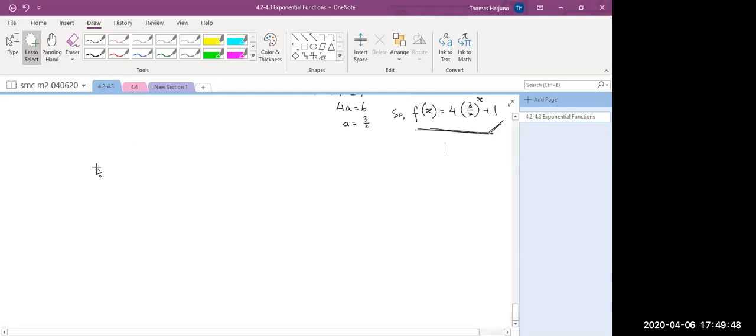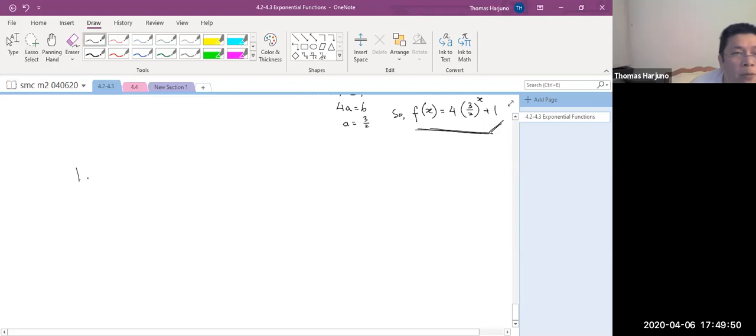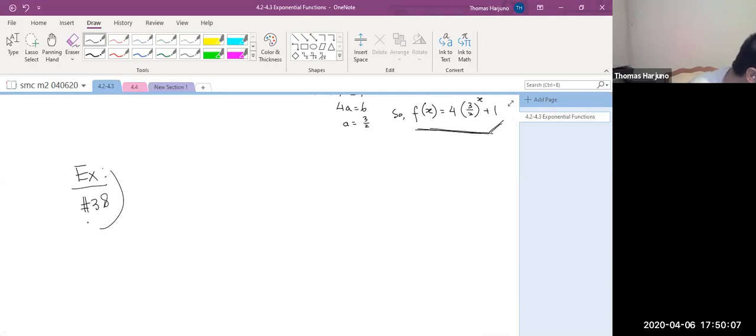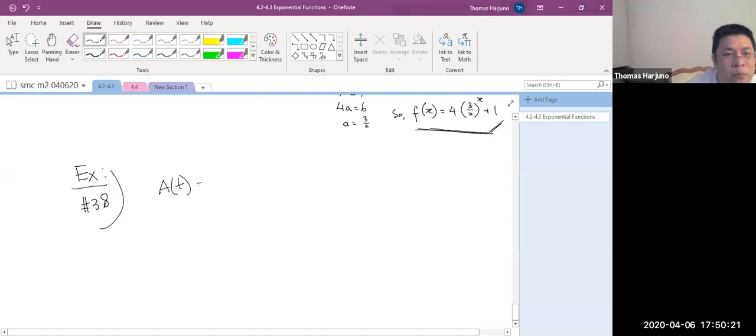One more question before we take a break. The word problems. The word problems, let's say we do number 38. I like this question. Number 38. A drug is eliminated from the body through urine. Suppose that for an initial dose of 10 milligrams, the amount A(t) in the body t hours later is given by A(t) equals 10 times 0.8 to the t.